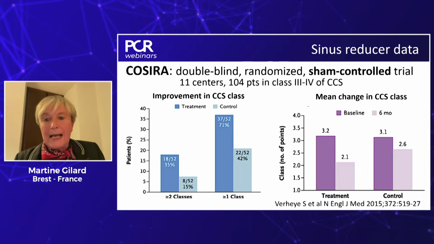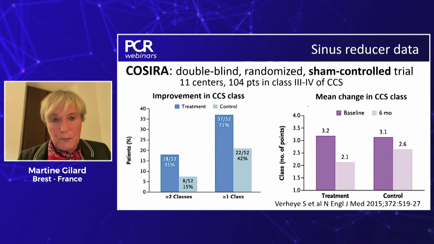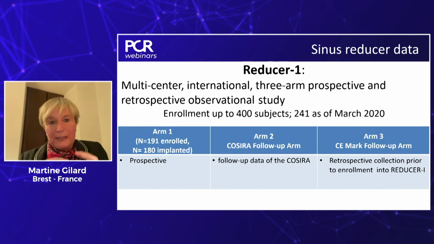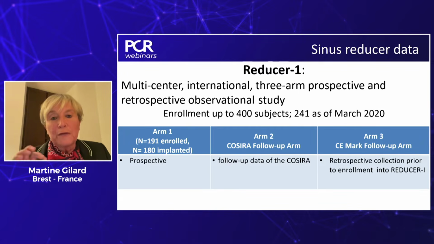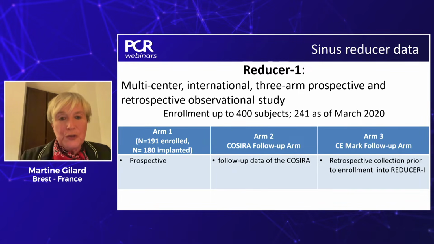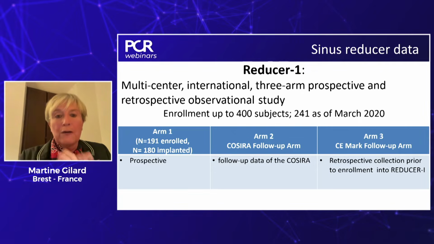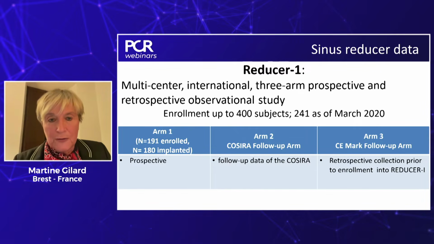Next one. And also, they change, as you can see, between the treatment and the control patient. So we performed a registry, a large one, with three arms, and one of these arms is a follow-up of the patients who were included in the sham control in the first COSIRA trial.